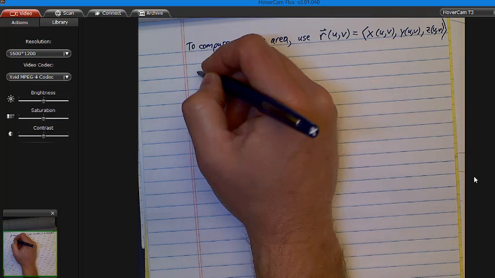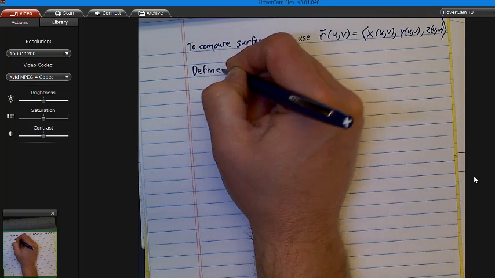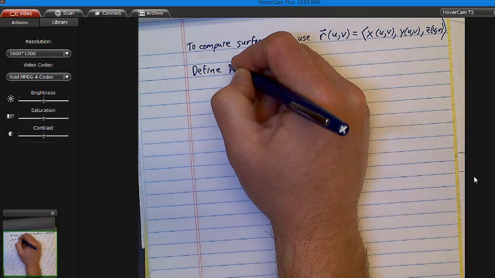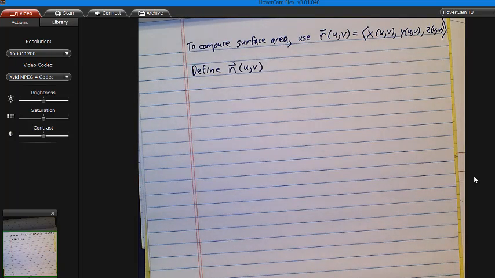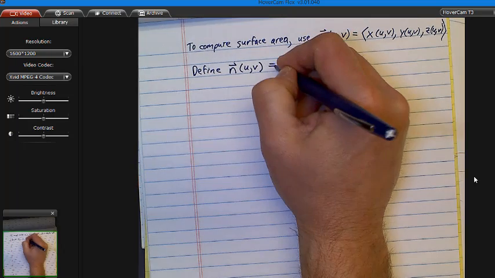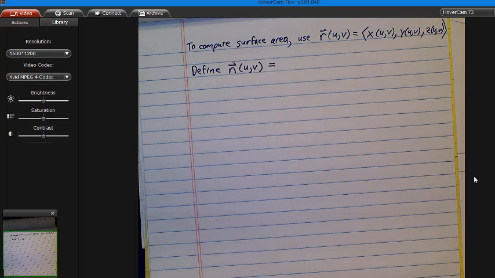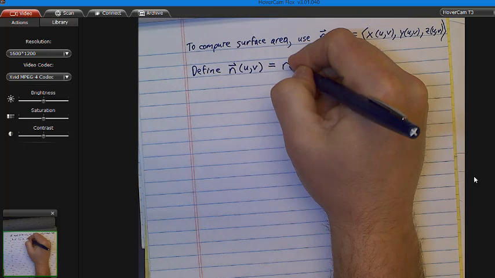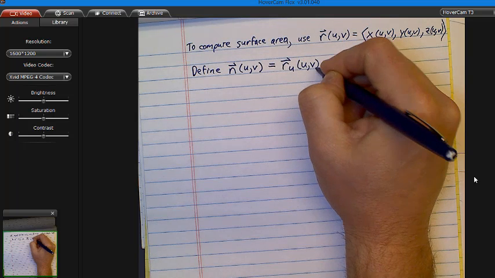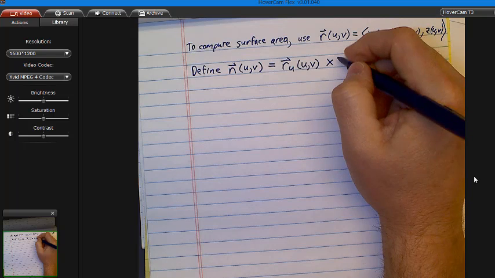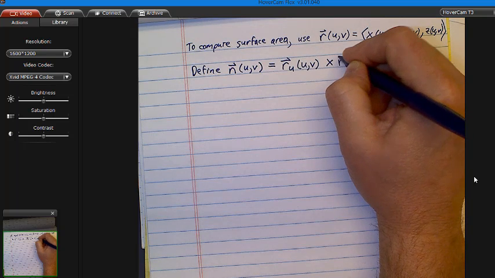I'm going to define N of UV to equal, okay, do I want to call it R, or your book calls it little t. I'm going to do this anyways. RU of UV cross RV of UV.